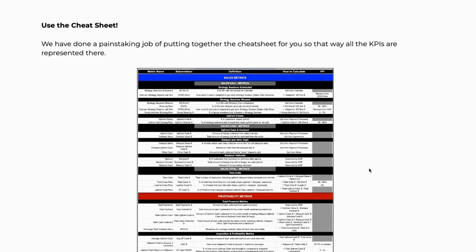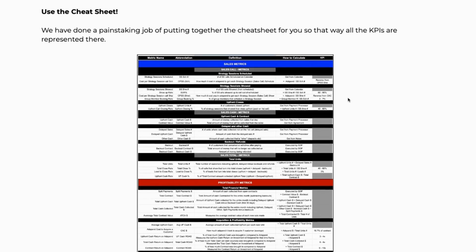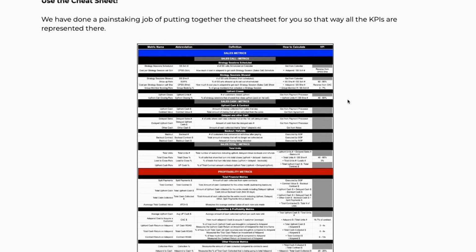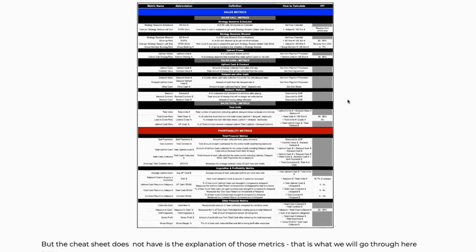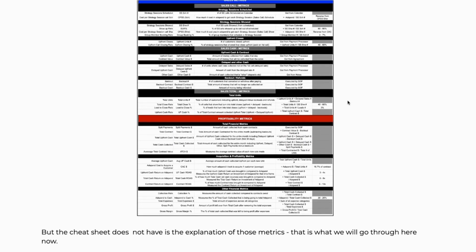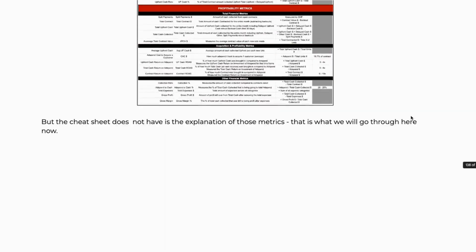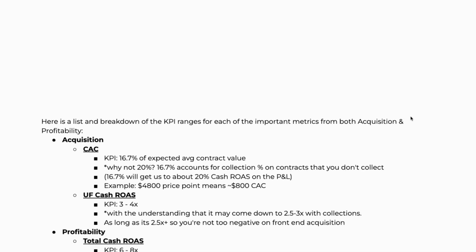And again, remember, we do update that on a regular basis, so be sure to check on that as time goes on. But really, a lot of these KPIs that we're about to go through are going to be not only in this guide, but also inside of that cheat sheet. Okay, but the cheat sheet does not have the explanation for those metrics, which is what we're going to go through right now. So let's go ahead and go through those explanations and those KPIs.